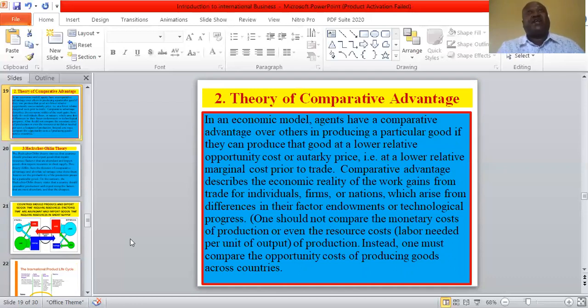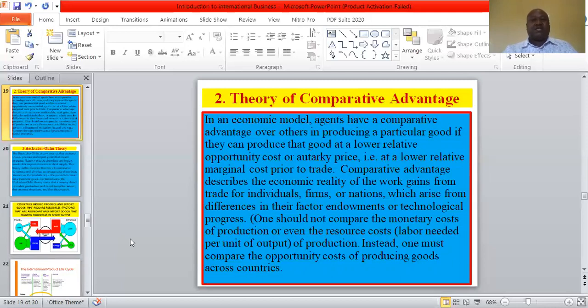Two, we have the theory of comparative advantage. In an economic model, agents have a comparative advantage over others in producing a particular good if they can produce that good at a lower relative opportunity cost. Okay? That is to say, at a lower relative marginal cost prior to trade. Comparative advantage describes the economic reality of the gains from trade for individual firms or nations, which arise from differences in their factor endowments or technological progress.